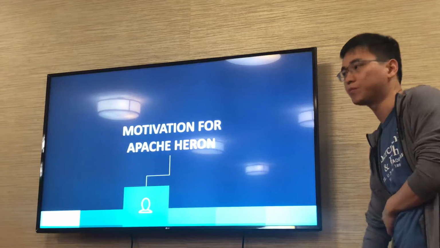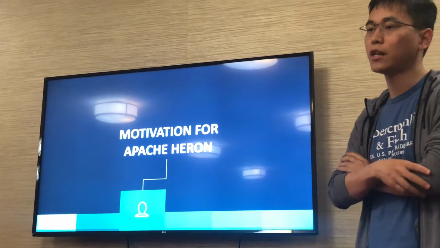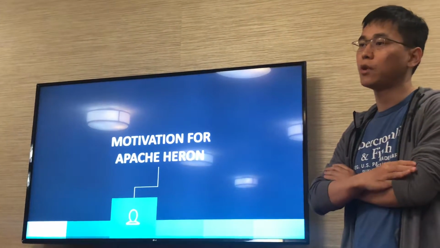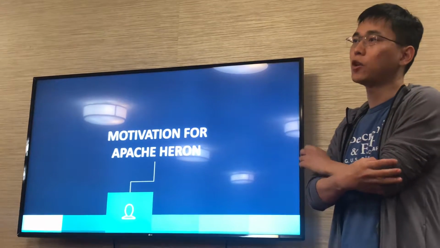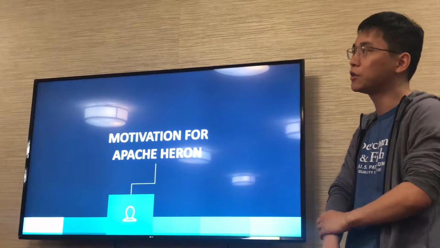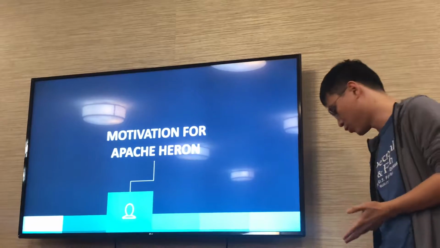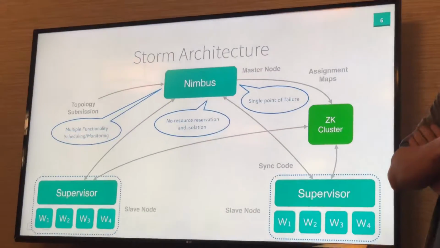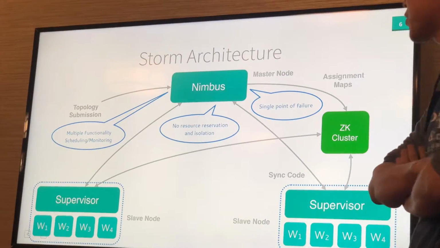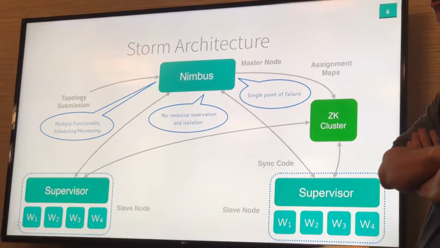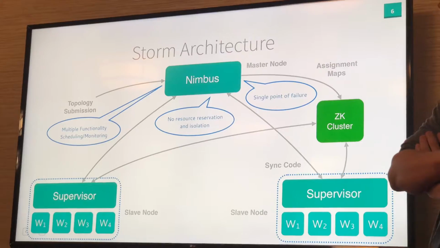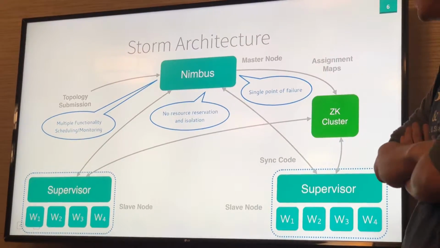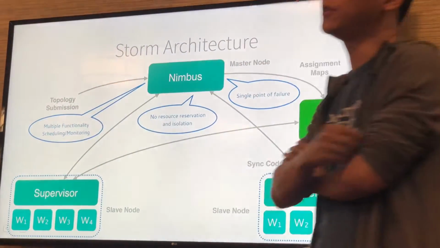So next, we want to discuss some of the problems we encountered when operating Storm within Twitter, and that's the reason why we chose to develop Heron. The first thing is we can look at the Storm structure. Basically, it's a very classical, typical coordinator and worker mode. Here the Nimbus is the coordinator, right?